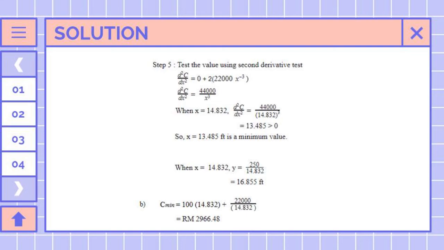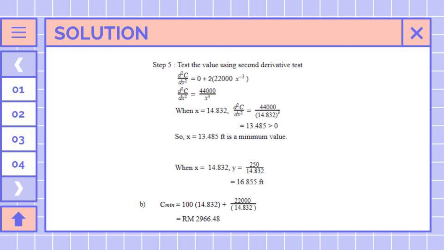When we get the value of x, we need to test the value first by using the second derivative test. Substitute the value of x that we obtained from the equation above using the formula 44,000 divided by x cubed. The answer that we got is 13.485. This indicates that the value of x is a minimum value. This is because it is greater than 0. After that, we must substitute the value of x to get the value of y. The solution for value y is 16.855 feet.